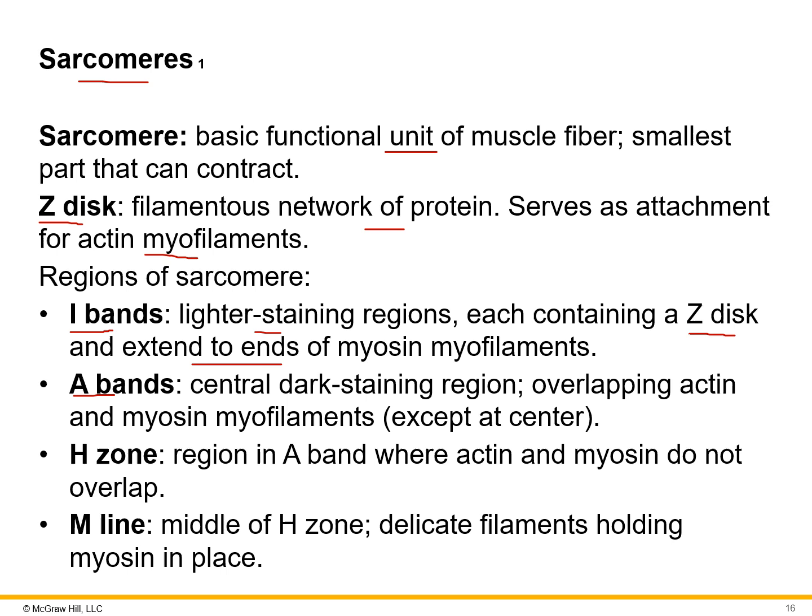The A bands are darker, so again, that creates the striations, this light-dark pattern. These overlap with the actin and myosin myofilaments, except for in the center. Then we have the H zone, which is the region in the A band where the actin and myosin do not overlap. So the A band is the overlapping region. H is where they don't overlap. And then finally, we have what's called the M line, which is in the middle of that H zone, again, not overlapping. And this is where those delicate filaments are holding the myosin in place.